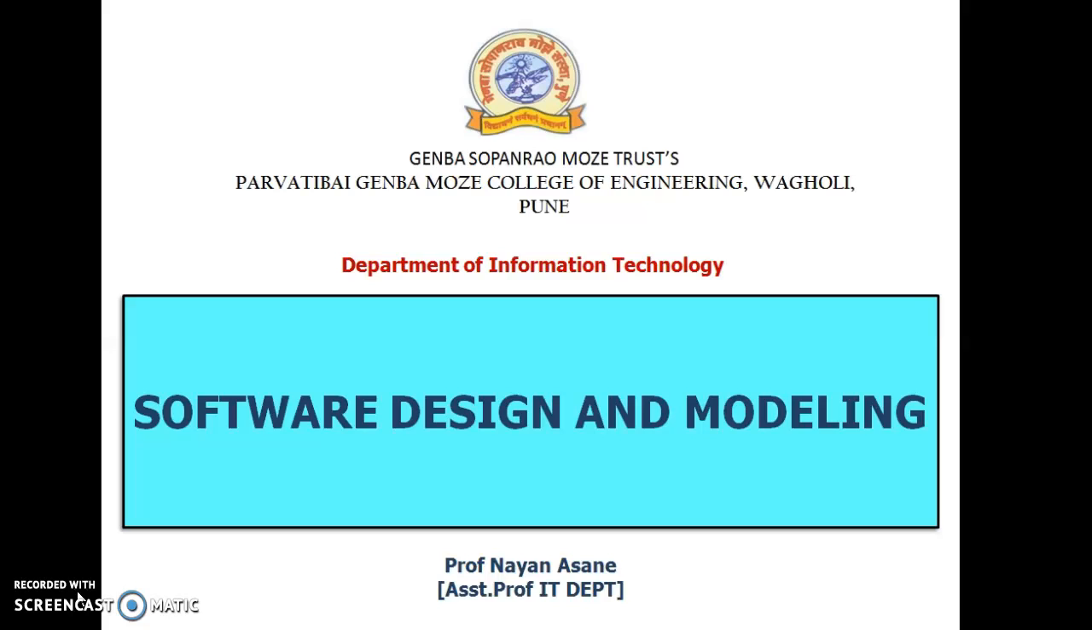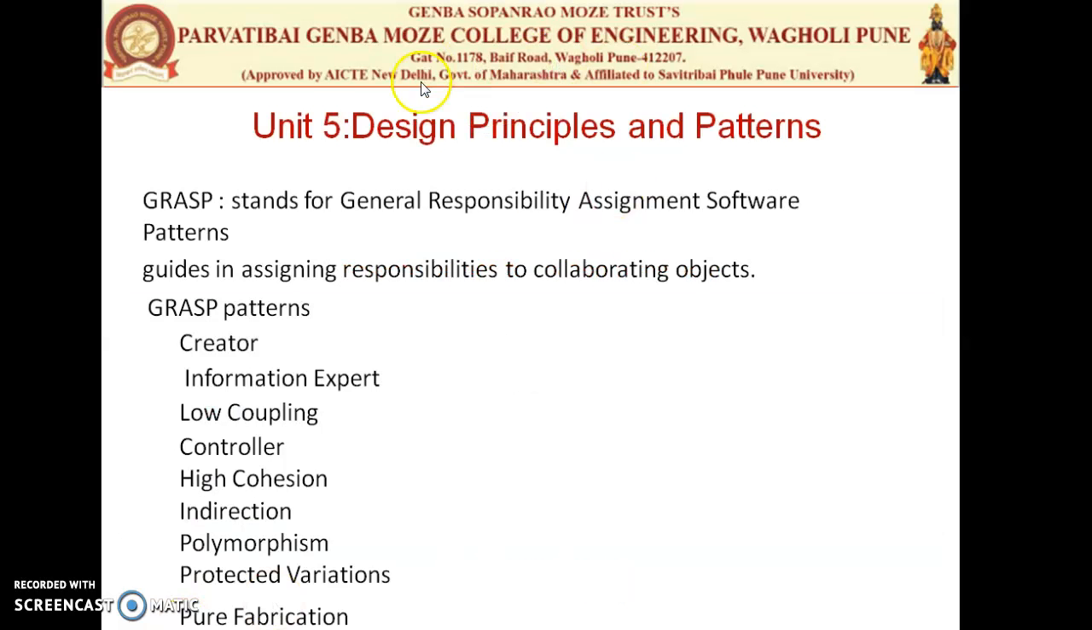So in today's session, we will start Unit 5 of Software Designing and Modeling. Your Unit 5 of Software Designing and Modeling is Design Principles and Patterns. First, let us see the basic definitions of the patterns and the design principles.